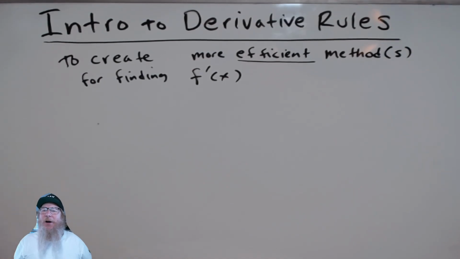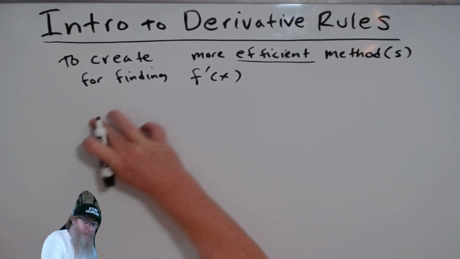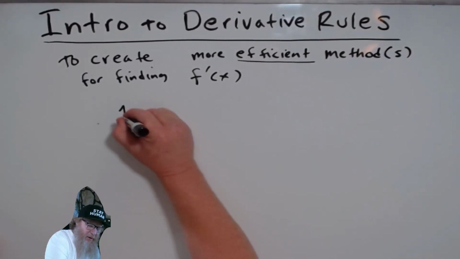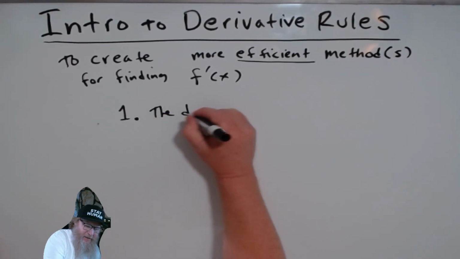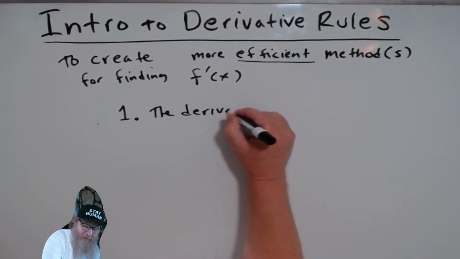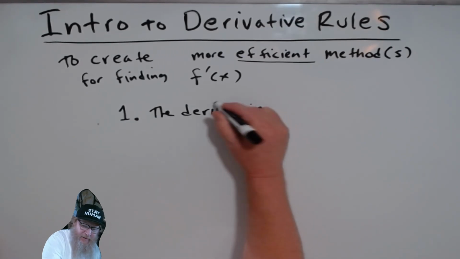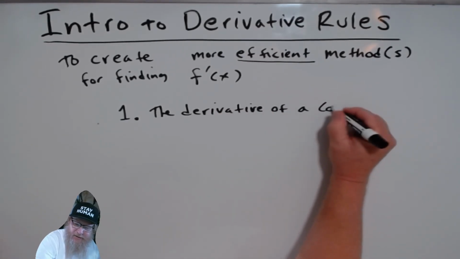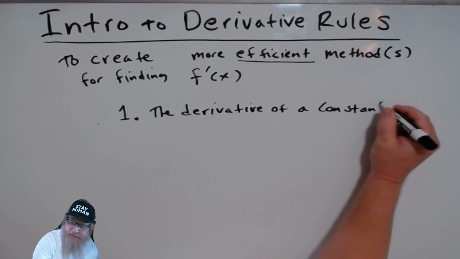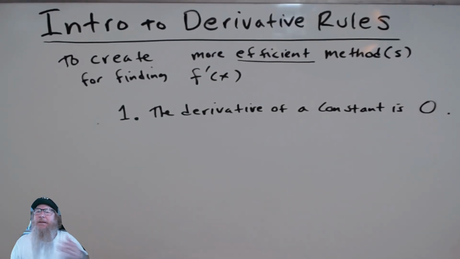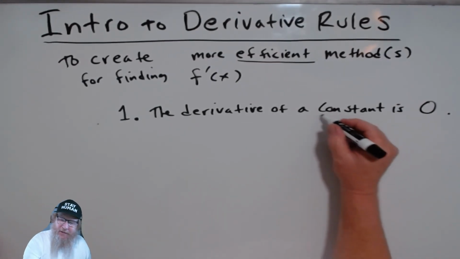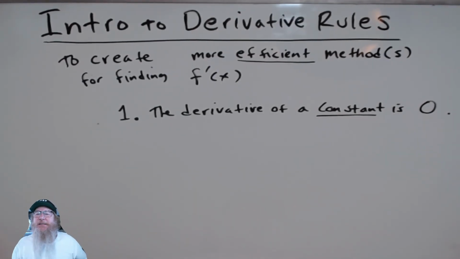And so these are quick ways of finding the derivative. So first thing I want to point out, and I think we already noticed this, is the derivative of a constant is zero. The derivative of a constant is zero.